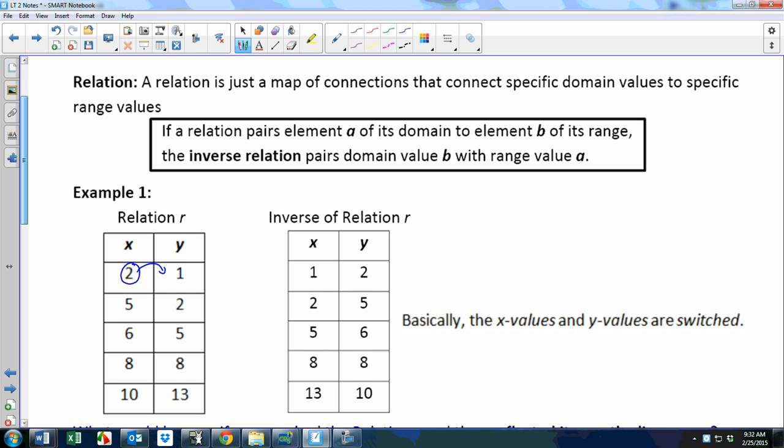Inverse. Inverse undoes what was just done. The inverse takes that 1 and turns it back into 2. So the inverse relation over here takes the 1, turns it back into 2. It undoes what was just done.